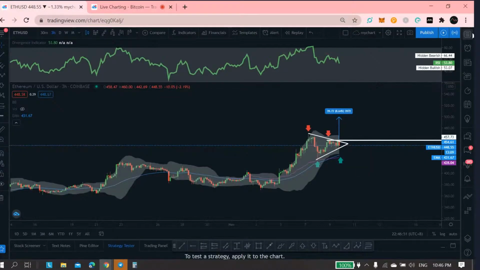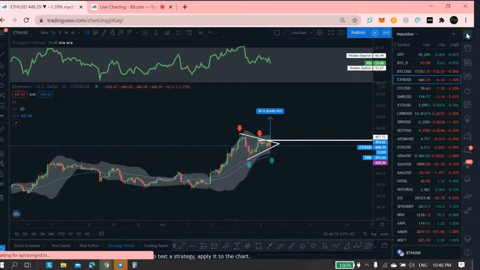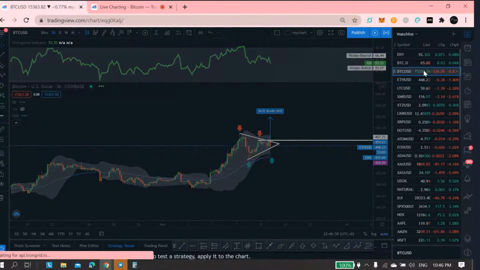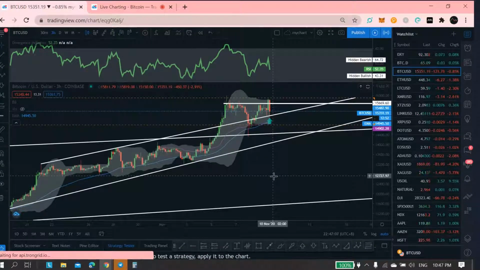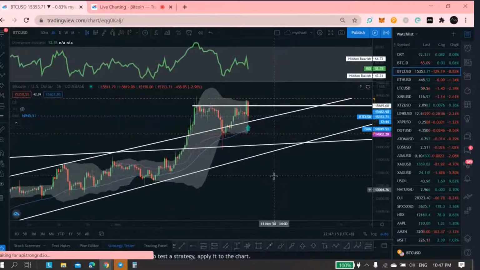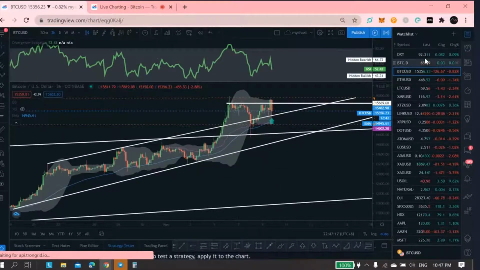So anyway, where is Bitcoin now? And let's see. Oh, seems like it's getting higher. Let's look at it. So 12 minutes more before it closes. So yeah, let's see how it goes for BTC.